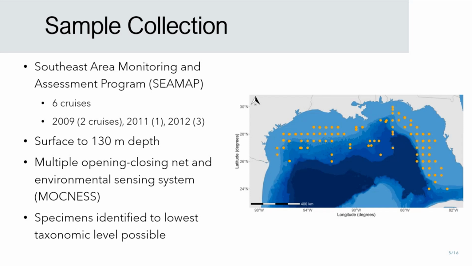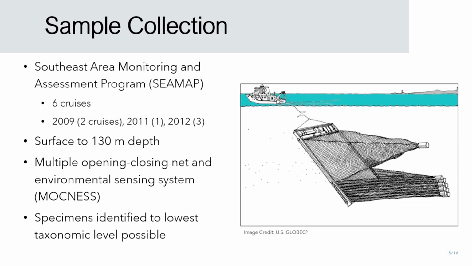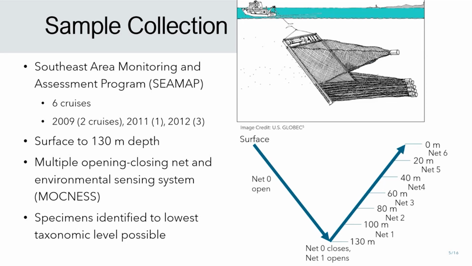The samples were collected between the surface and 130 meters using a multiple opening closing net and environmental sensing system, or MOCNESS. And the MOCNESS consists of several different nets, each with its own cod end. And as you pull the MOCNESS up through the water column, the different nets open and close so that you have several samples collected consecutively through the water column at the same site. After the samples were collected, the cephalopods were sorted out and sent to me, and then I identified them to the lowest taxonomic level possible.